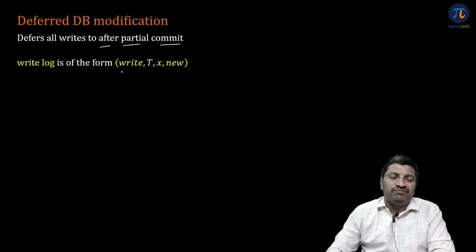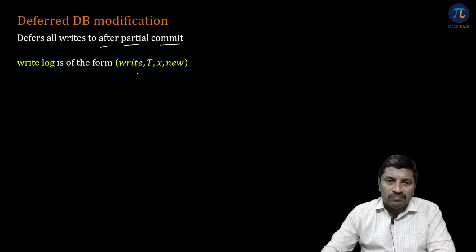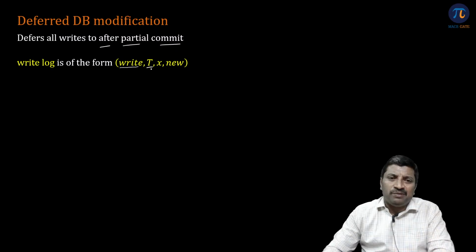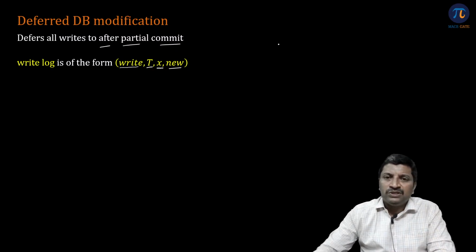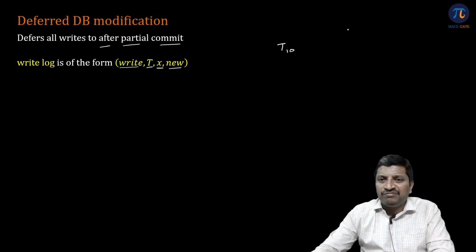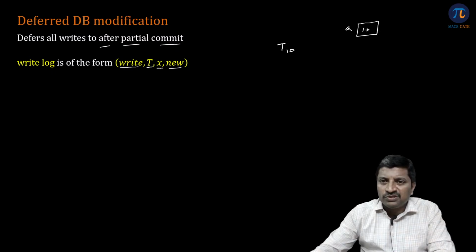Every log is of the form: write operation, what is the transaction number, what is the data object, what is the new value. Suppose there is a transaction T10. It is modifying a variable A. Suppose I am having 100. Now T10 is modifying this 100 to 200. Then we will write like this.